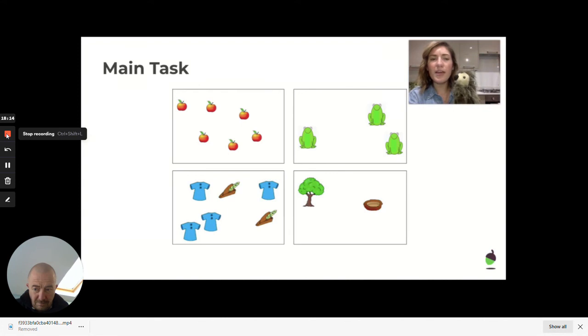Let's start by looking at the box with the apples in it. Do you see a different part than the apples? I only see apples, so I know that I'm going to count the apples to be 1 part. What is my other part going to be? I'll give you a clue.